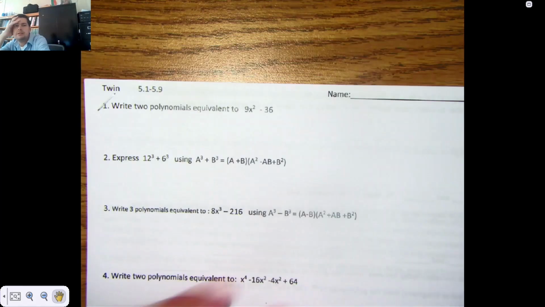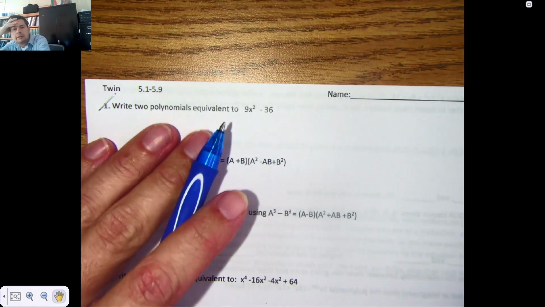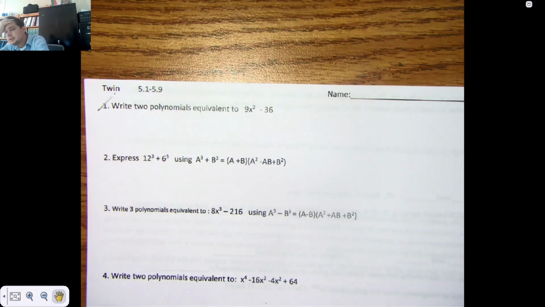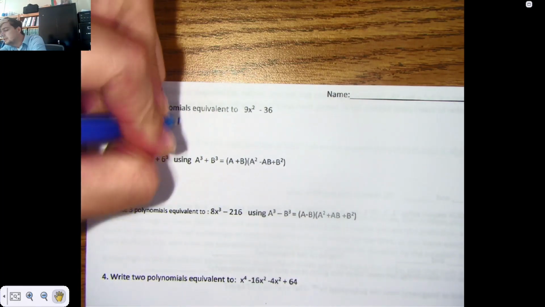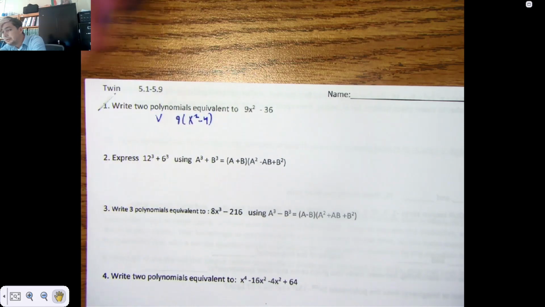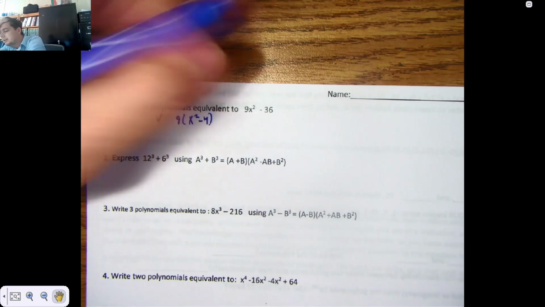So this is to fix number 1. I guarantee you I said something and then wrote something else. So you're supposed to write 2 equivalent. The first one's easy. Pull out a 9. That'll give you x squared minus 4. There's something. Doubt I made it that easy.